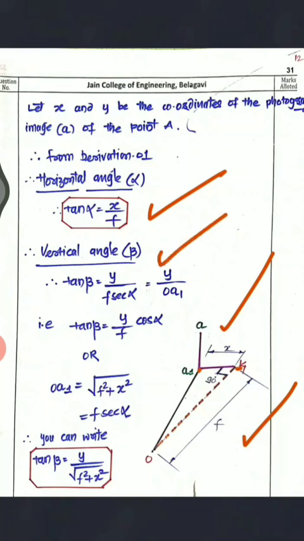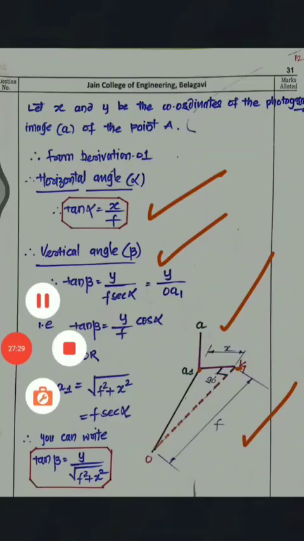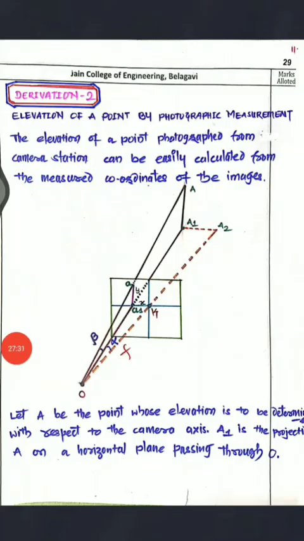Now the vertical angle beta is Y by OA1. I'll show you. Here this angle beta is equal to Y divided by OA1, this distance, right? So that you are going to determine.